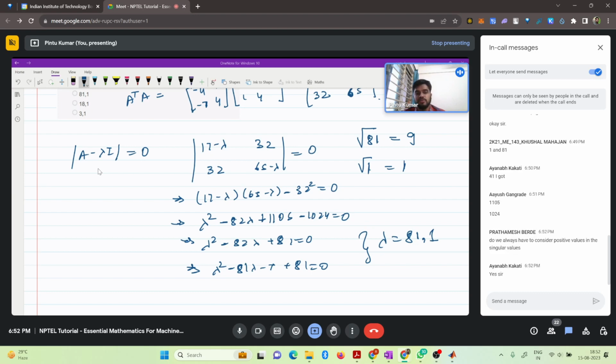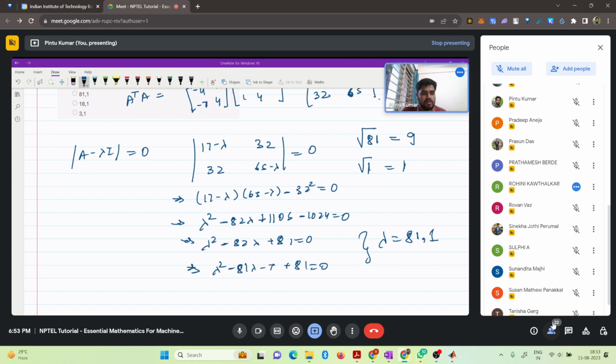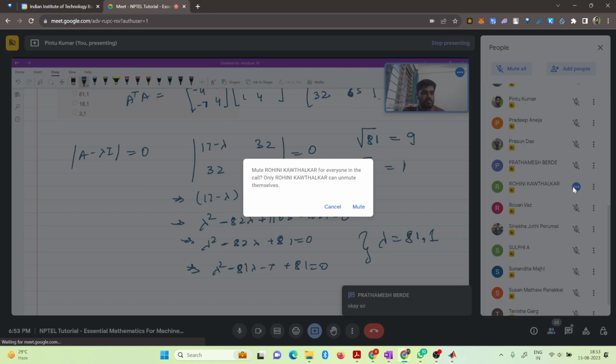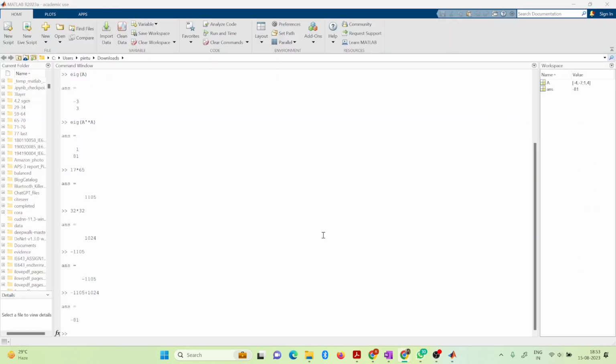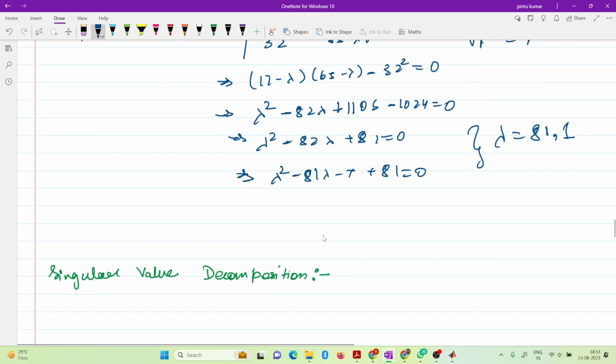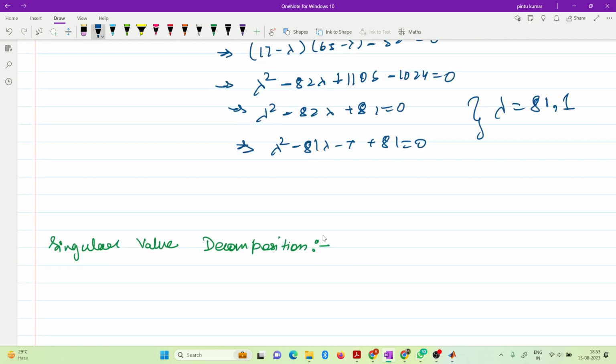Actually, when you look at these angular values, you will always get positive values only. So you will never get negative values. That's why you are able to find its square root. Okay, I'll move ahead. So now we know what is a singular value.